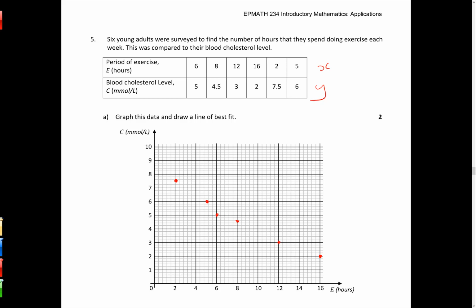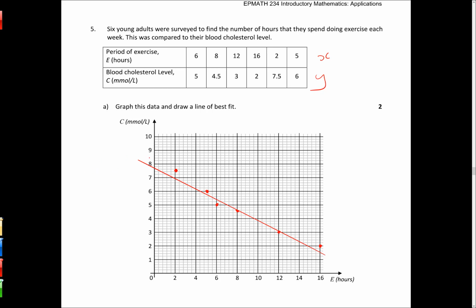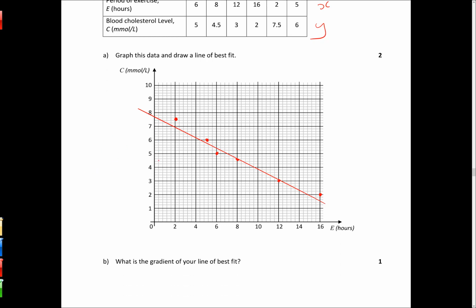I'm going to go through, okay, there's one of them. There we go. That's it. I'm sticking to it. So graph this data, done. Draw a line of best fit, done. And trust me, even if the line was very different to that, as long as it's roughly going through the little points, it's all good.